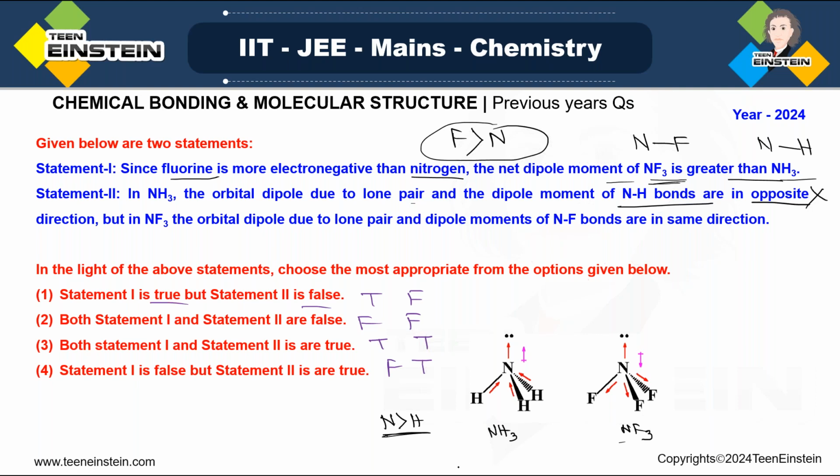All the directions are towards the same side, not opposite side. This is wrong. And it is saying that in NF3, all are in the same direction. Basically, these two, if you reverse, then it will be true. But statement 2 is not correct. Both are false. Fine.